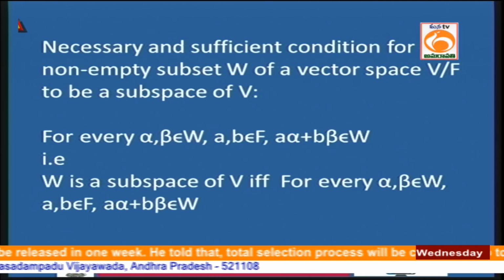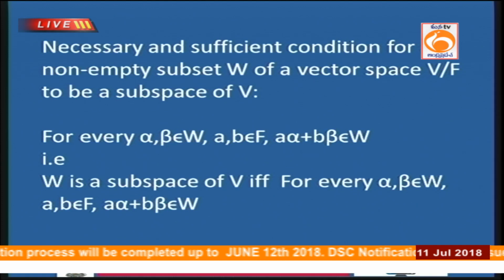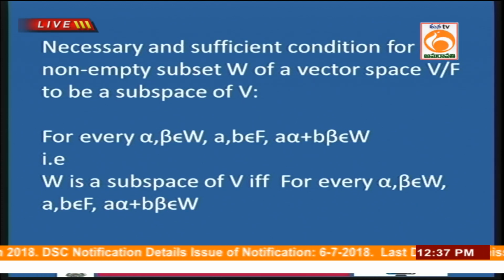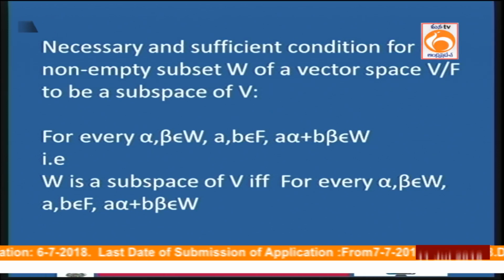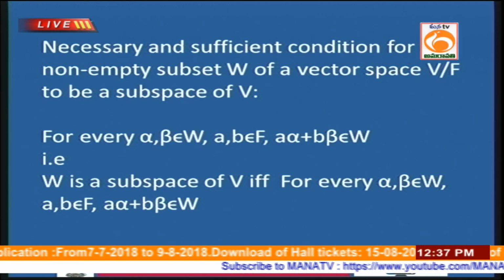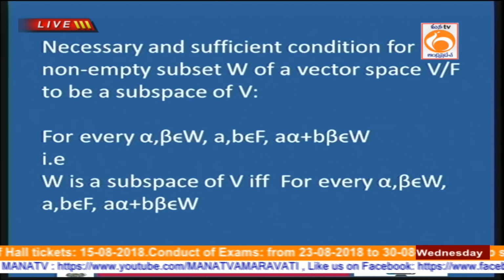So, if W has to be a subspace of vector space V, this condition has to be satisfied. If you want to state the same in if and only if form, it goes like this: W is a subspace of V if and only if for every alpha, beta in W and a, b in F, a alpha plus b beta is in W.